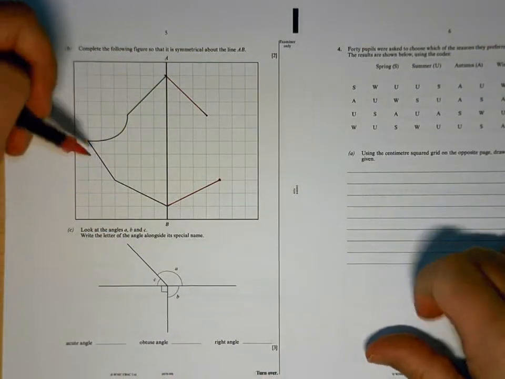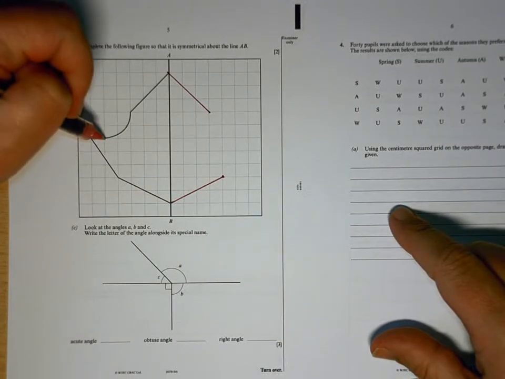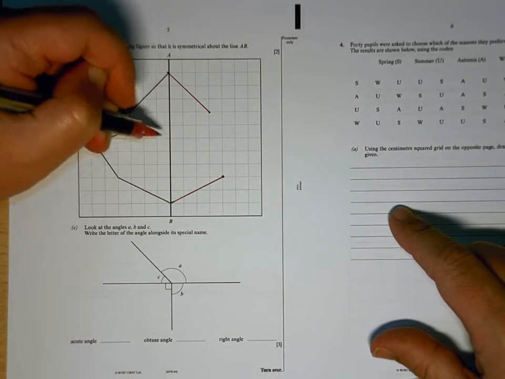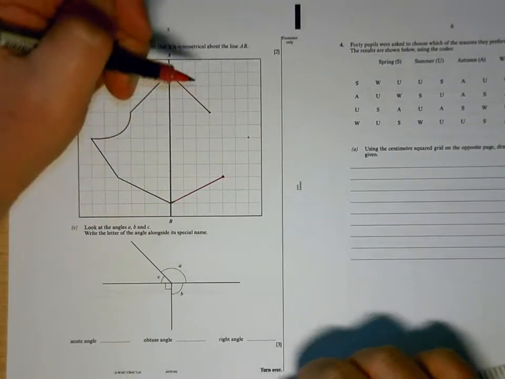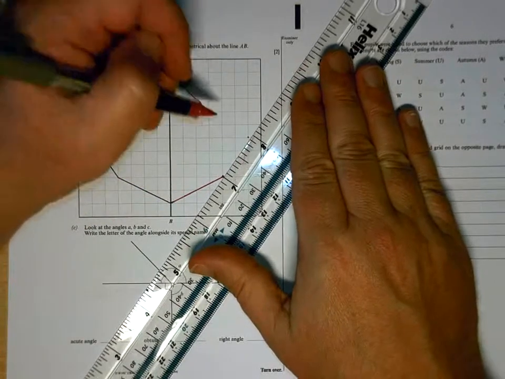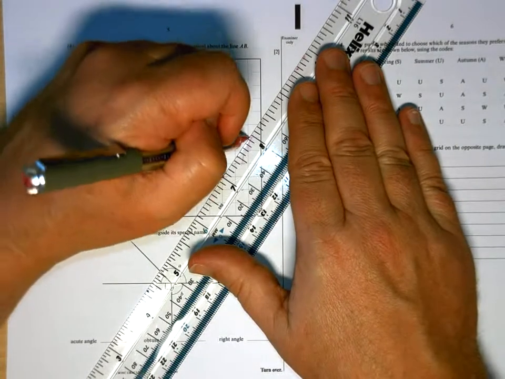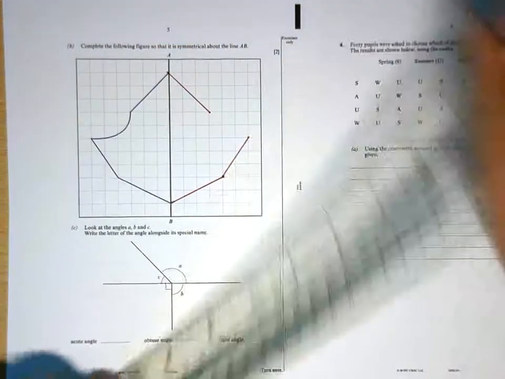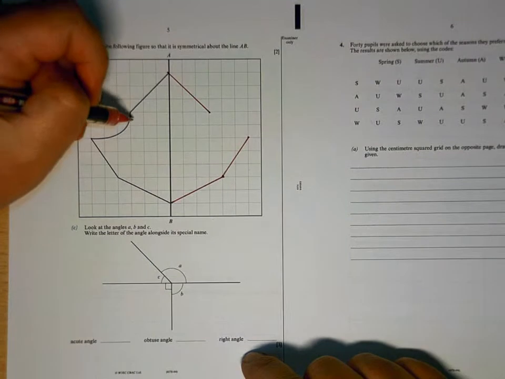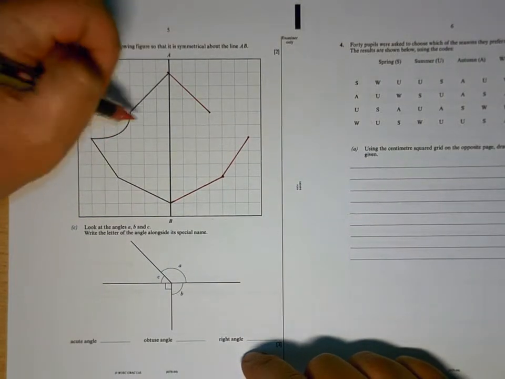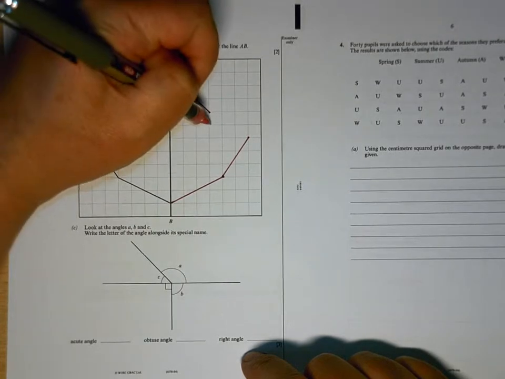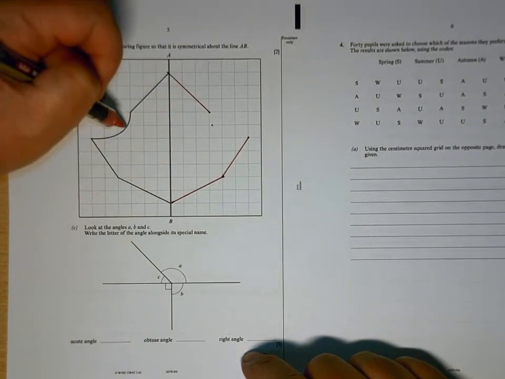Then you have another straight line here, which is 1, 2, 3, 4, 5, 6 away. 1, 2, 3, 4, 5, 6 away. So join that together. And then deal with the curve. So the curve starts off steeply. So it gets a little bit in there.